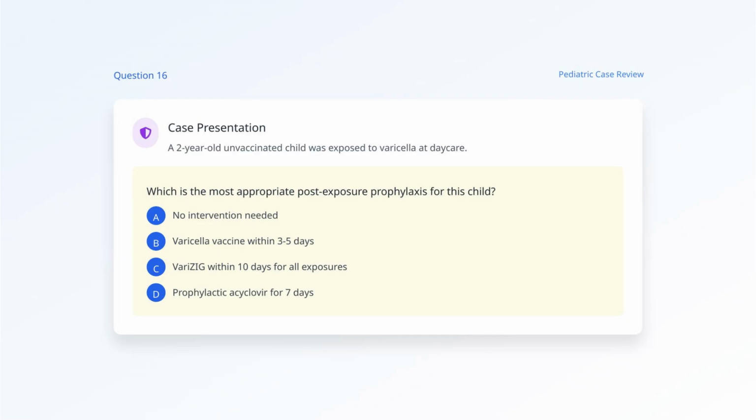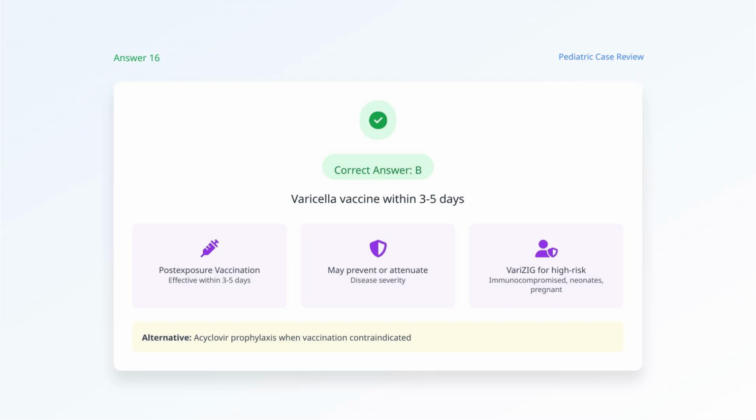A. No intervention needed. B. Varicella vaccine within 3 to 5 days. C. Varicella within 10 days for all exposures. D. Prophylactic acyclovir for 7 days. The correct answer is B.